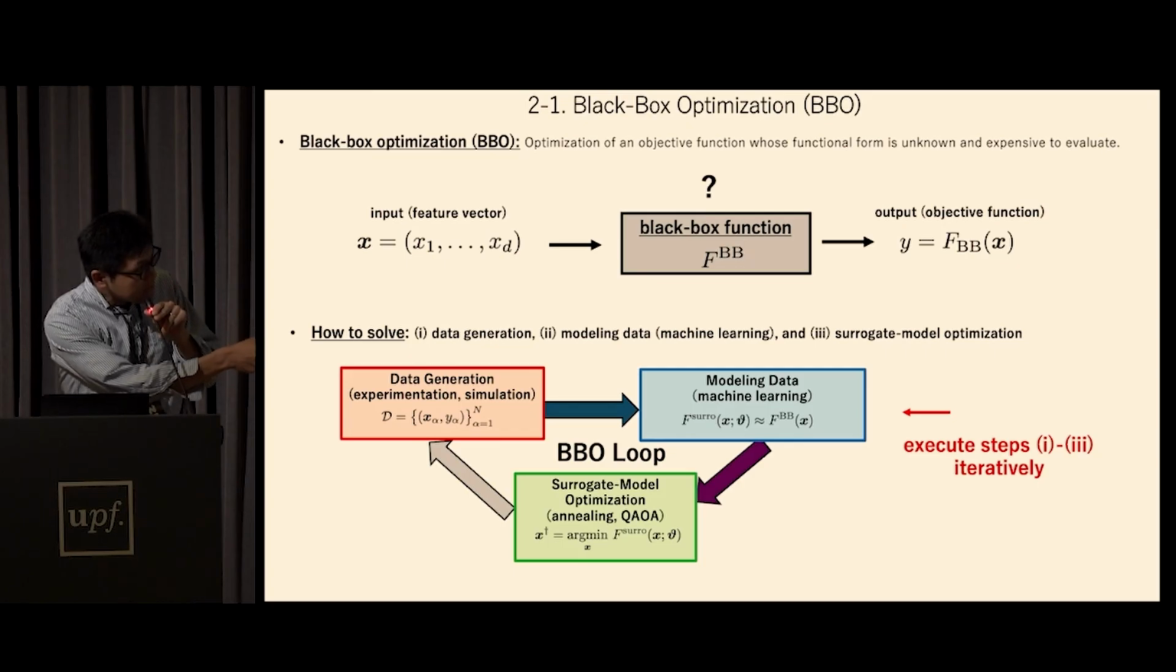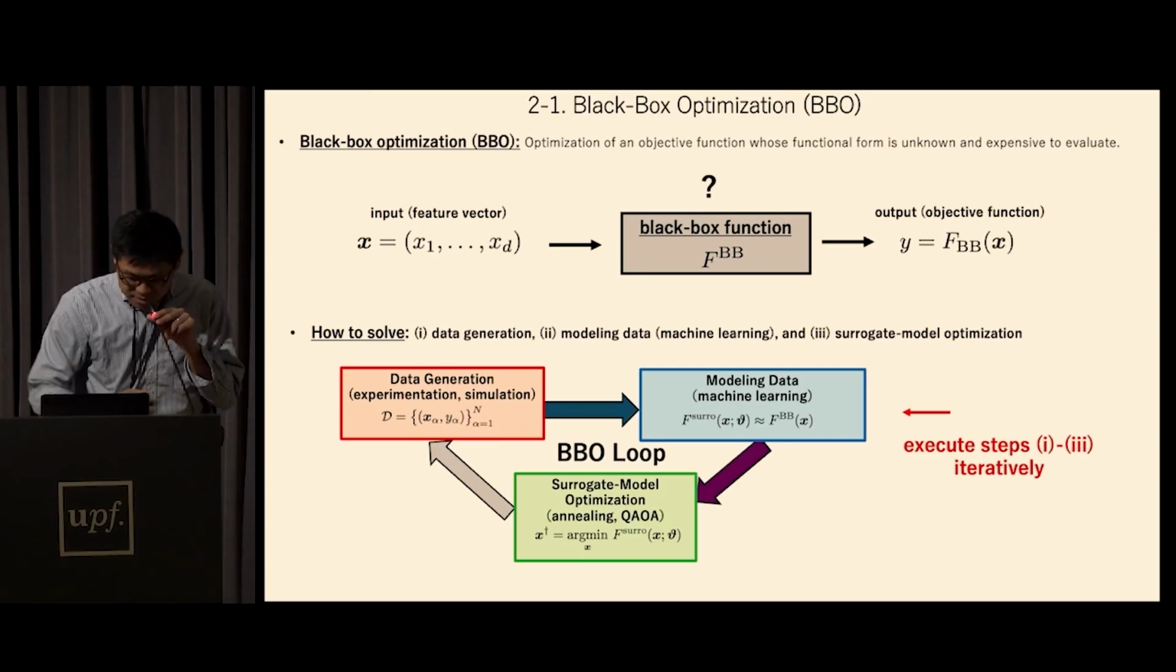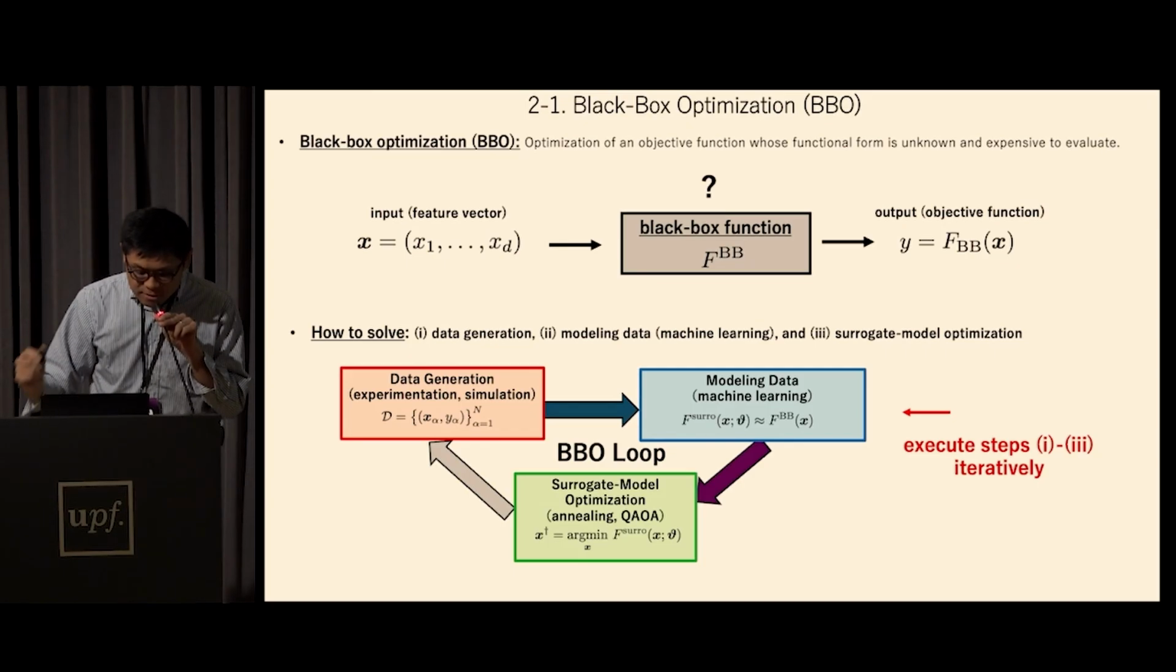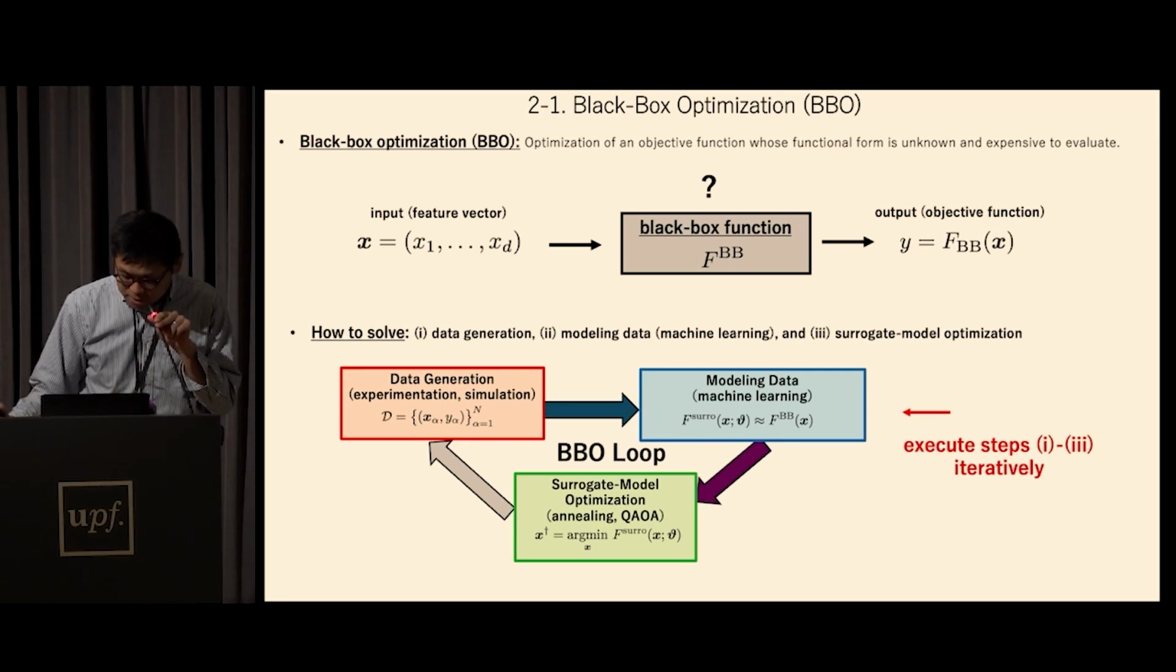And we're going to repeat these three steps over and over. And as a result, we are able to augment the data set and find the optimal solution of the target objective black box function.